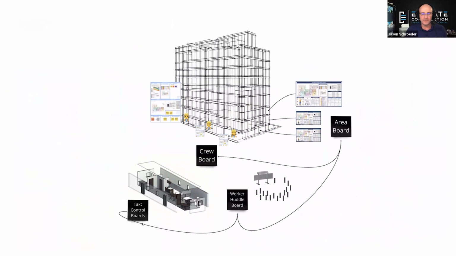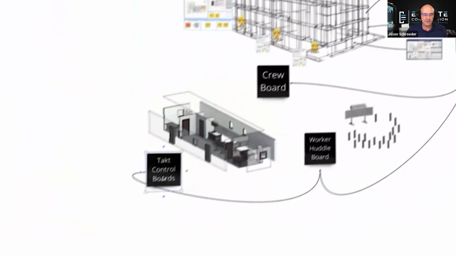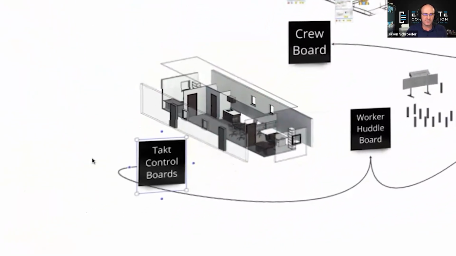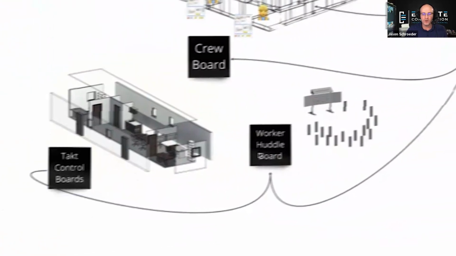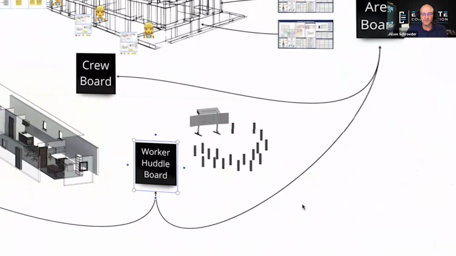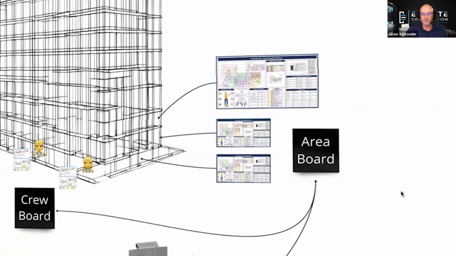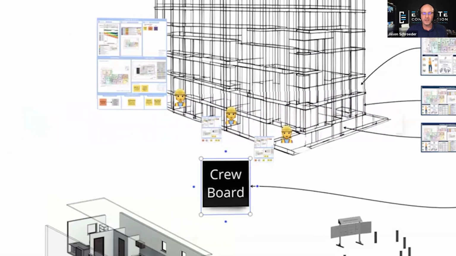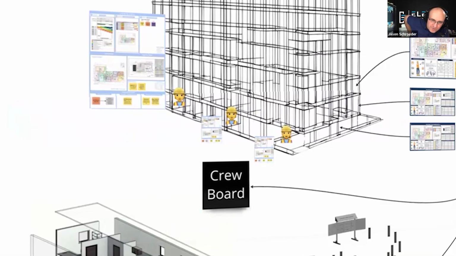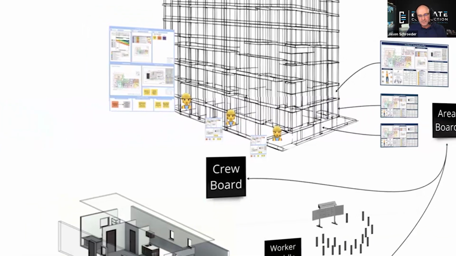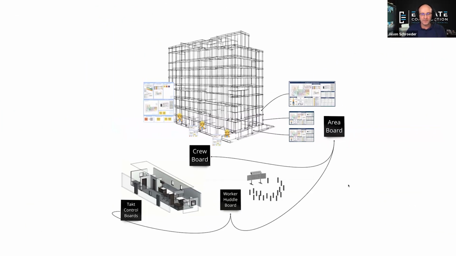And so what I like about this is that we have takt control boards that are specifically designed for you for the trailer, worker huddle boards that are specifically designed for you out in the field, area boards to inform your trade partners what's going on within the area, and then crew boards so that your crew can make improvements to the work as they go. So this is really the flow. And I want to show you real quick what these look like.